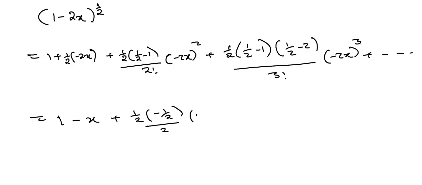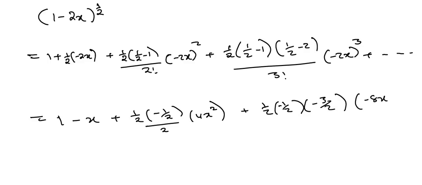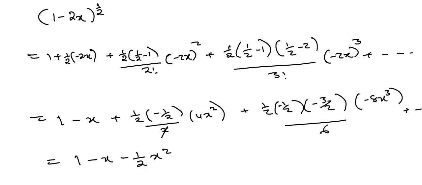There's a 2 down. This is a 4x squared. This is plus 1 over 2, negative that. So negative 3 over 2. And this is going to be negative 8x to the power 3 over 6 down. Yeah, so you have to be careful with the fractions, but with time you get to be good. So this is going to give us a negative 1 over 2x squared.